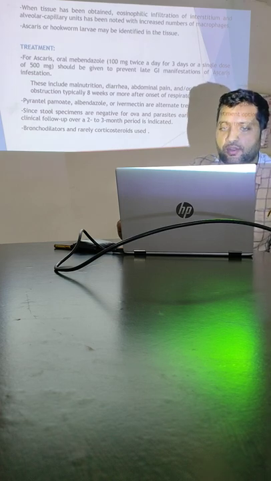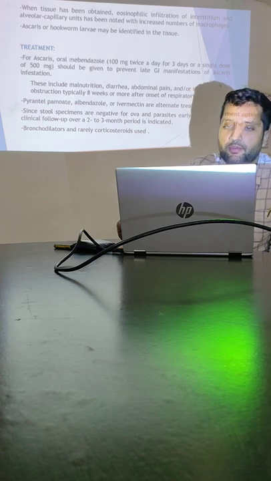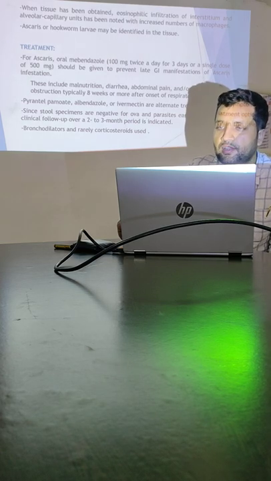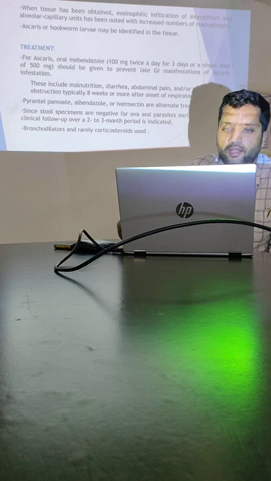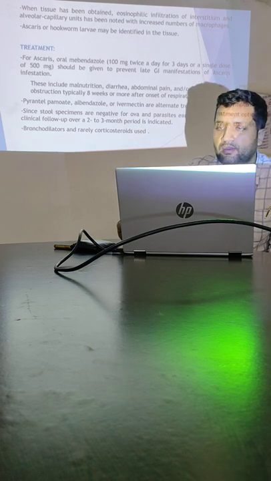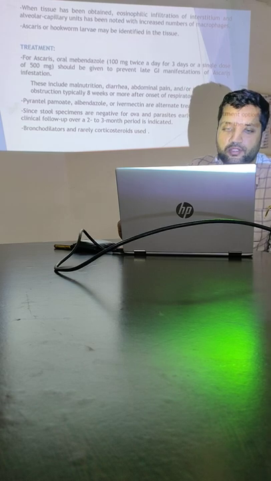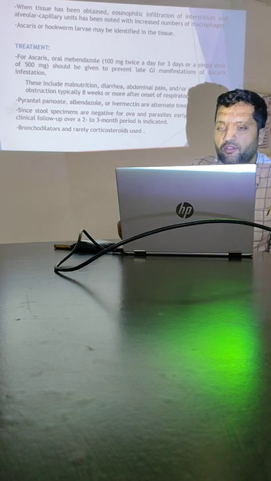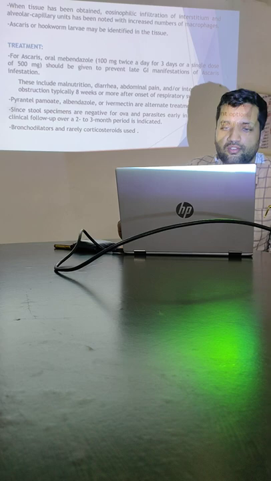Treatment for Ascaris overall: mebendazole 100 mg twice a day for 3 days, or a single dose of 500 mg, should be given to prevent late-term degeneration of Ascaris. Malnutrition, diarrhea, abdominal pain, intestinal obstruction typically occur 8 weeks or more after the onset of Ascaris symptoms. Parenteral piperazine, mebendazole or ivermectin are alternative treatment options.